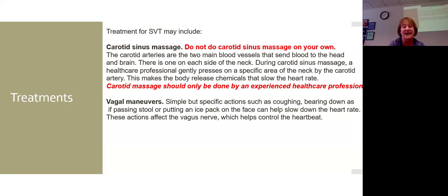Vagal maneuvers can help with fast heart rates. So simple but specific actions like coughing. Like if you feel like a fluttering in your chest, just cough, it increases intrathoracic pressure, and that may stop a fast heart rate. Or even like bearing down, like if you're having a poop. Some people pass out from that, but that can also lower a heart rate. You've got to be careful now if you're prone to fainting. We don't want you doing that.